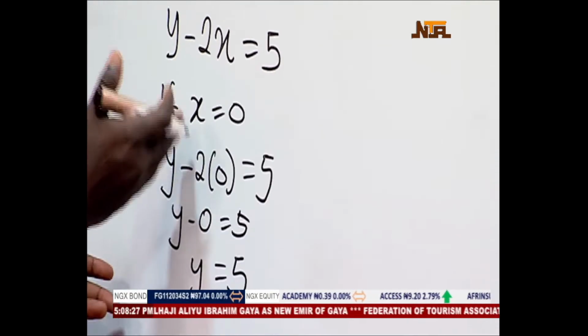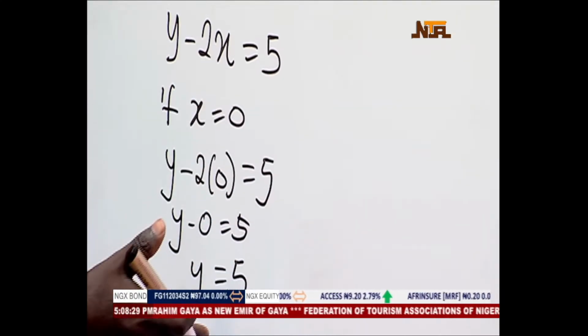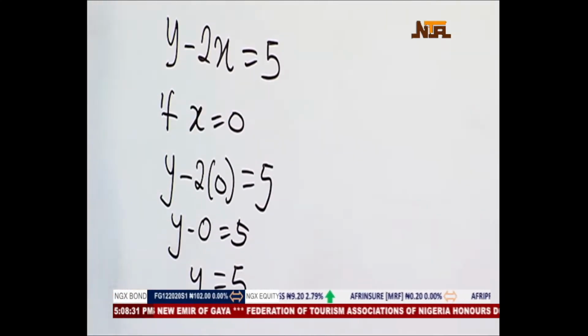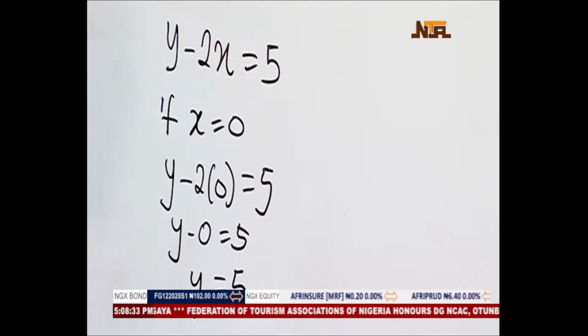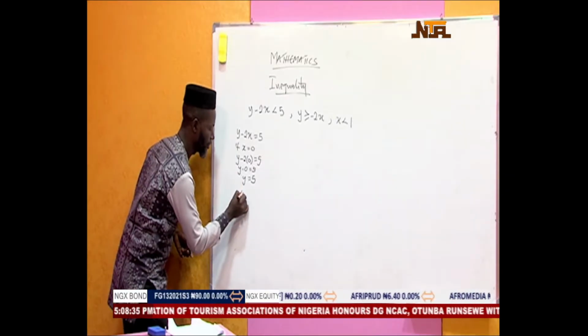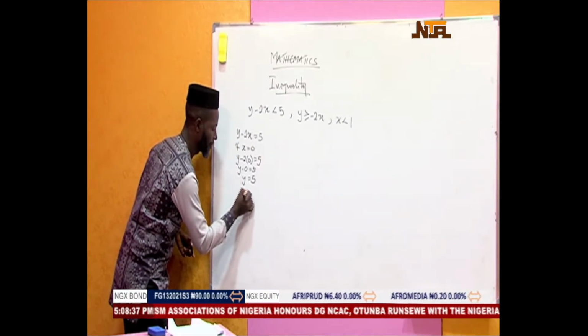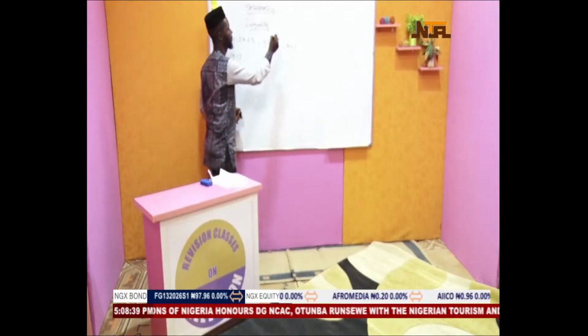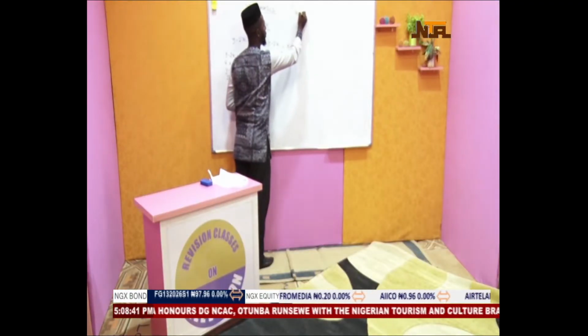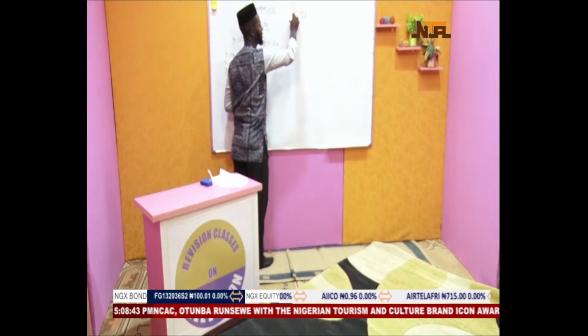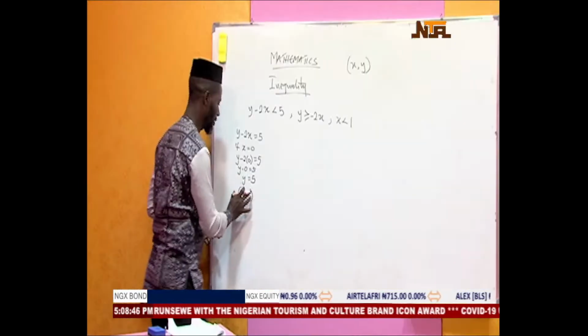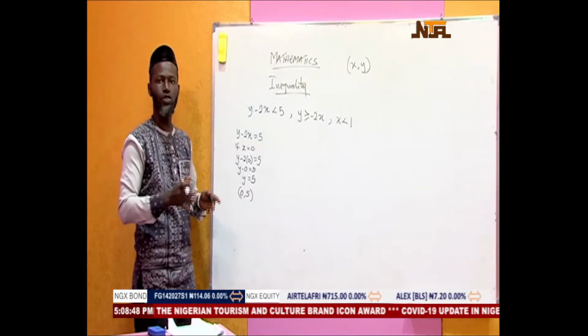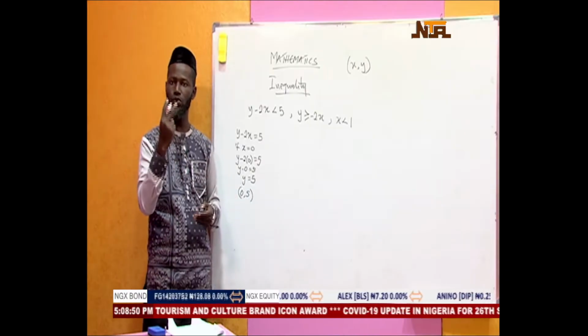Now, when our x is equal to 0, y is equal to 5. Then we can write this in terms of a coordinate point, which is (0, 5), because in coordinates, if we have x, y, we write x before y. So this is the first one. Then, because we are talking about a straight line, we need two coordinates.